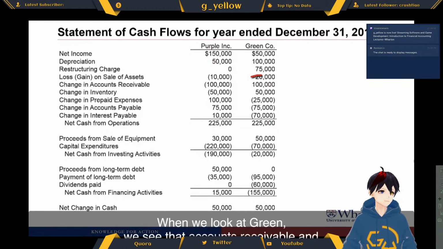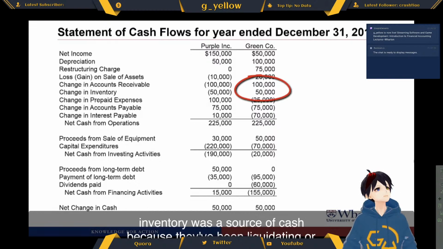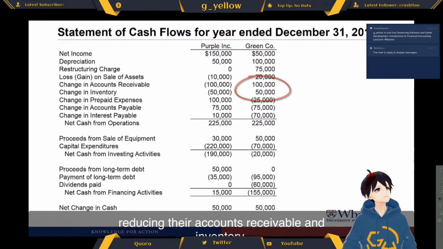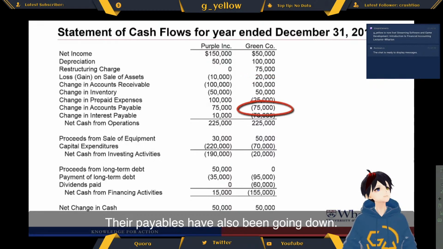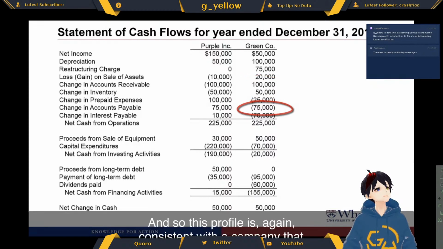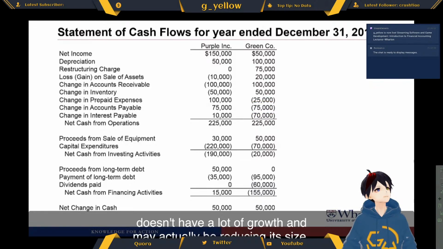When we look at Green, we see that accounts receivable and inventory was a source of cash because they've been liquidating or reducing their accounts receivable and inventory. Their payables have also been going down. And so this profile is, again, consistent with a company that doesn't have a lot of growth and may actually be reducing its size.